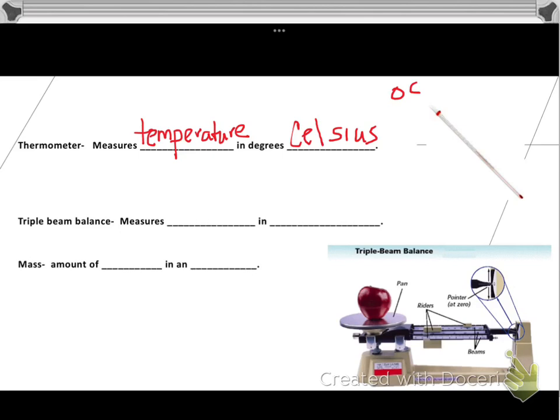This is the symbol for degrees Celsius, the little circle and a C means degrees Celsius. In science, we use the metric system. So we use meters, we use Celsius, we use grams for mass, because we use the metric system in science so that scientists around the world can collaborate together and all be on the same page.